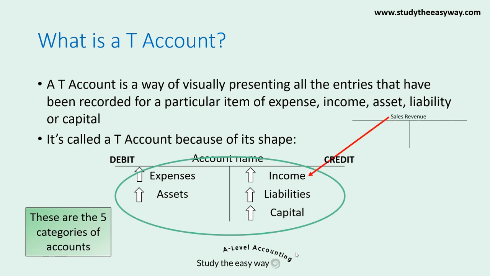For example, sales revenue is income, electricity is an expense, and a bank loan is a liability. If you know which category the account you want to post to belongs to, you can use these rules in order to determine whether to post a debit or a credit. But how do you know which of the categories your account belongs to? Let's look at the 5 categories in a bit more detail to understand them.